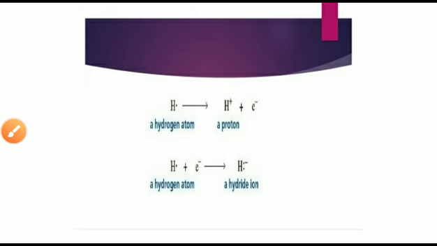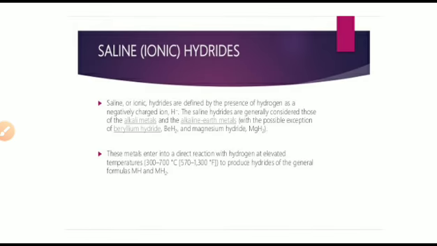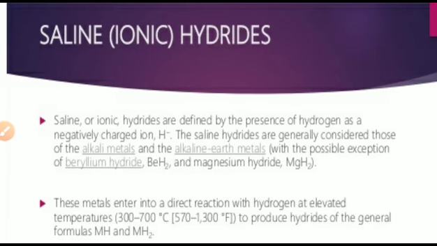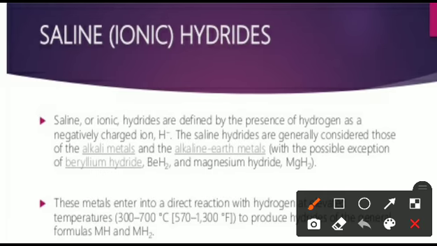Okay, next we learn first the saline hydride. What is a saline hydride? The saline, also called the ionic hydride, is defined by the presence of hydrogen as a negative charge ion. The saline hydrides are generally considered those of the alkali metals and the alkaline earth metals. Hydrogen is combined with, or makes a bond with, the alkali metals and the alkaline earth metals. That is called a saline hydride.